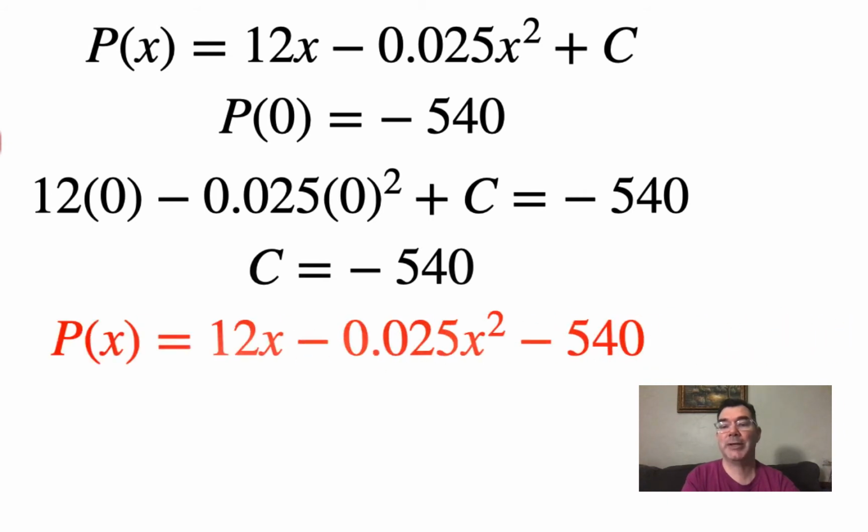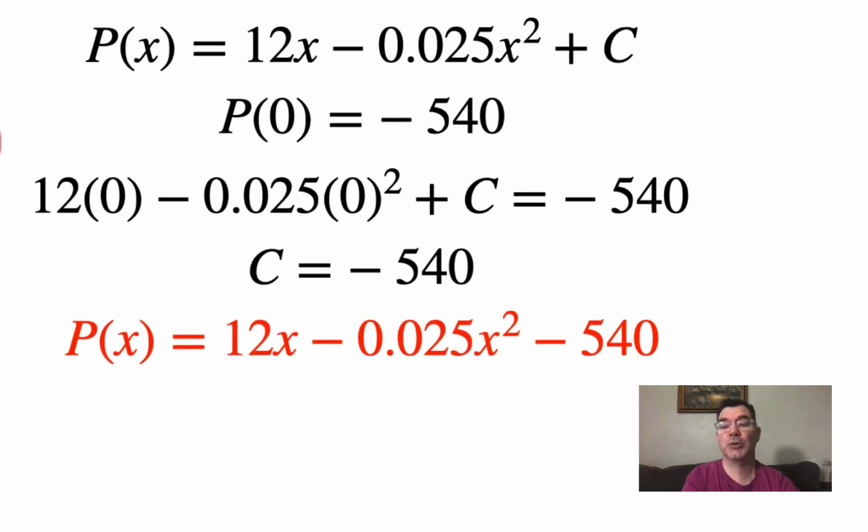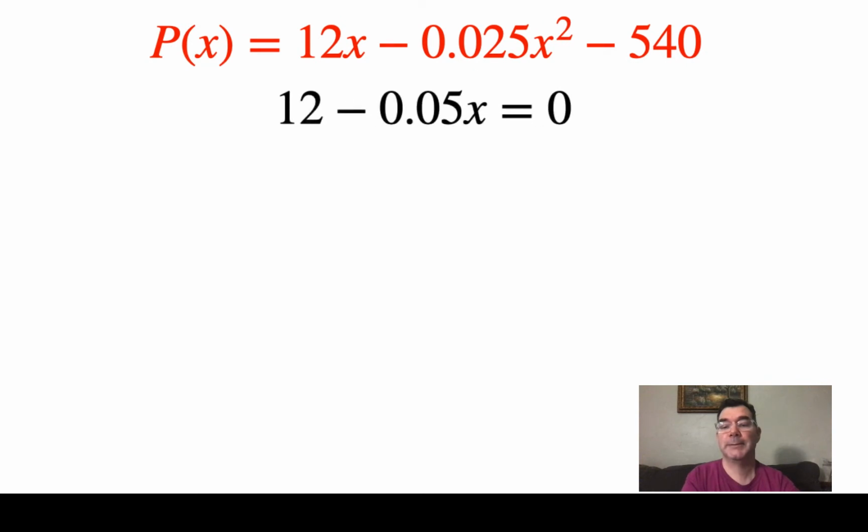It's good to know that because now I know my entire profit function, which is 12x minus 0.025x squared minus 540. All right. So to figure out the maximum profit, I would need to find the derivative and set it equal to 0, just like I would with any other maximization problem. I already have the derivative.